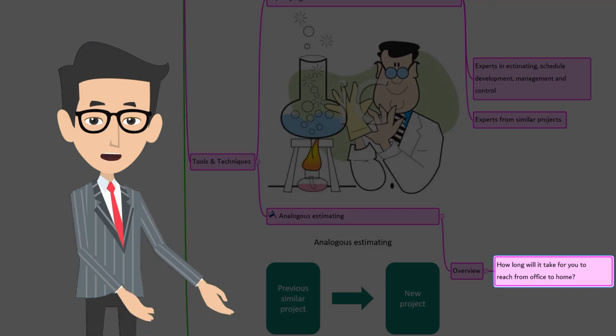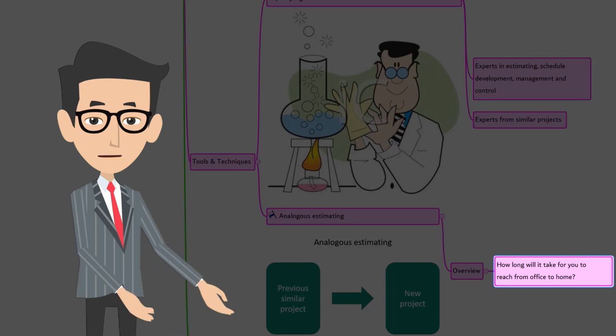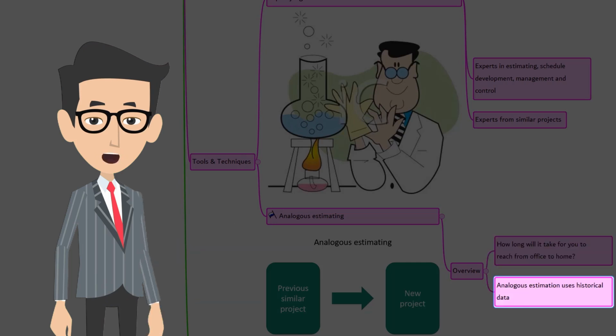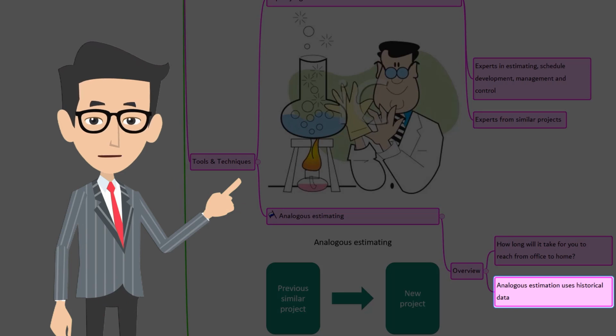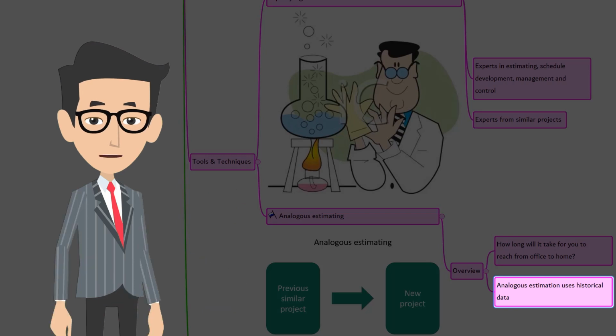Let's say you have to travel from your office to home. How much time will it take? You give a number based on your past experience. Let's say 30 minutes. And that's exactly what analogous estimation is. Analogous estimation technique uses the historical data from a similar activity or project. The parameters could be duration, budget, size, weight, complexity, or anything that supports estimation with the same parameter or measurement.